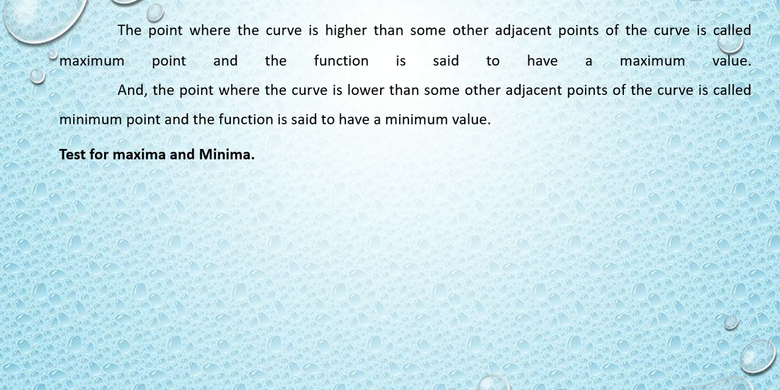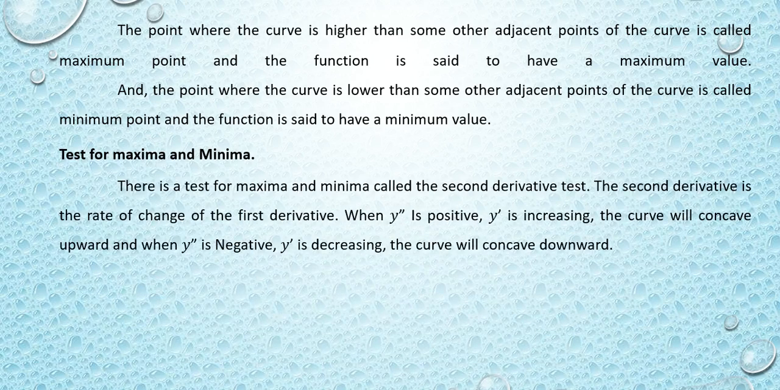We have a test for maxima and minima. There is a test that we call the second derivative test. The second derivative test is the rate of change of the first derivative. When y double prime, or the second derivative, is positive, y prime is increasing. The curve will be concave upward, and when y double prime is negative, y prime is decreasing.